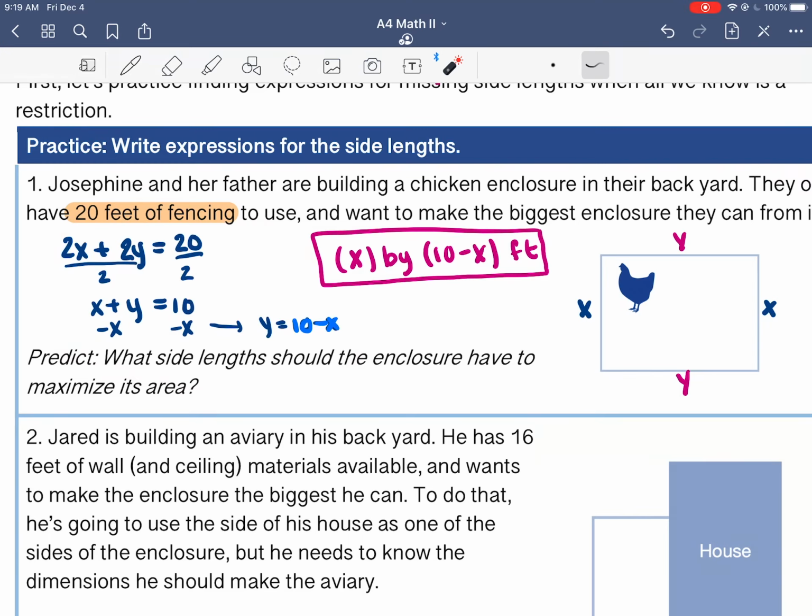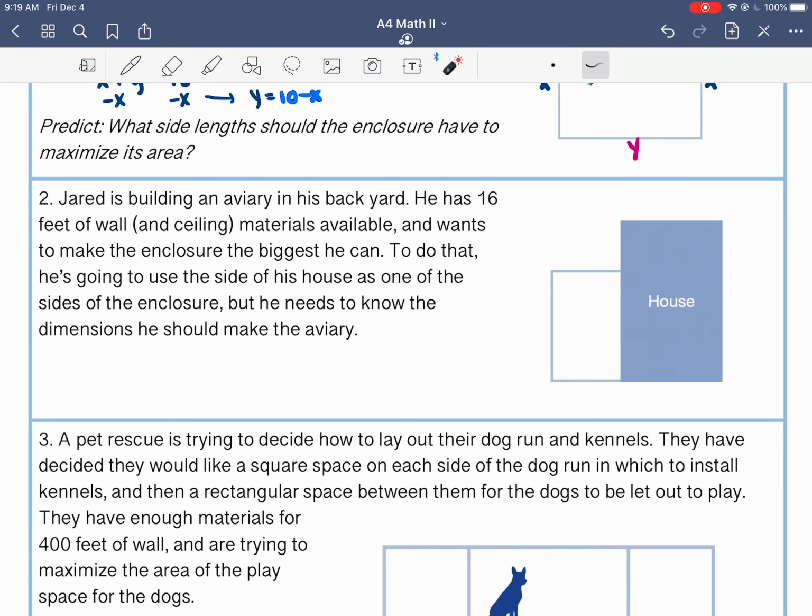Jared is building an aviary in his backyard. He has 16 feet of wall and ceiling materials available and wants to make the enclosure the biggest he can. To do that, he's going to use the side of his house as one of the sides of the enclosure. So we are only building 3 sides of this rectangle, not the 4th. And that's going to change our math a little bit.